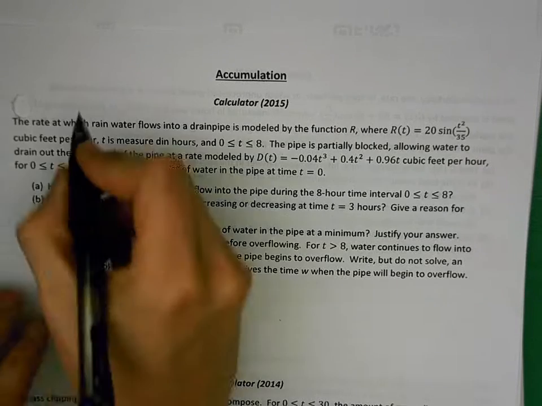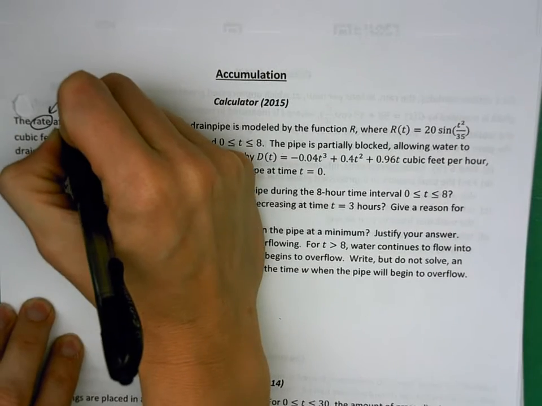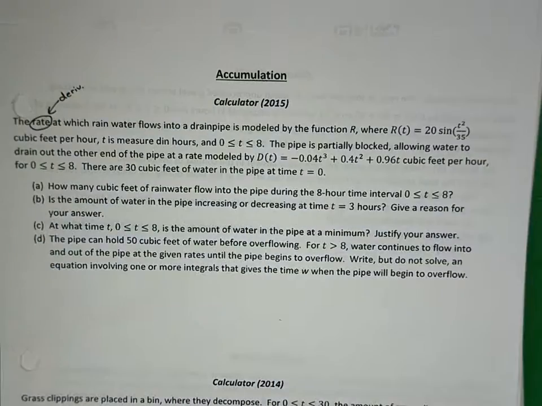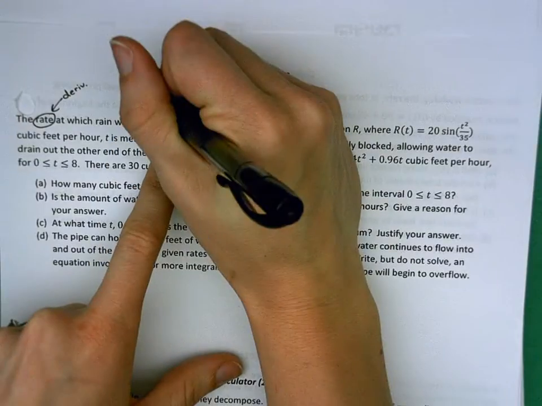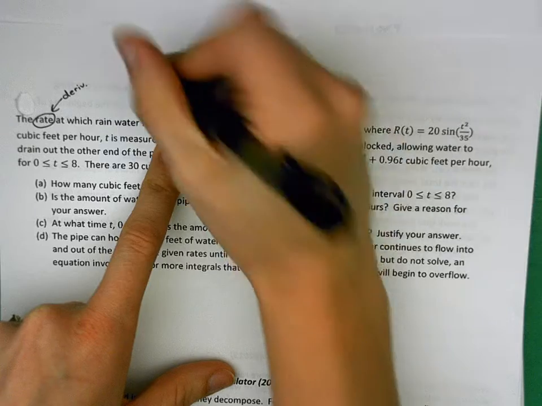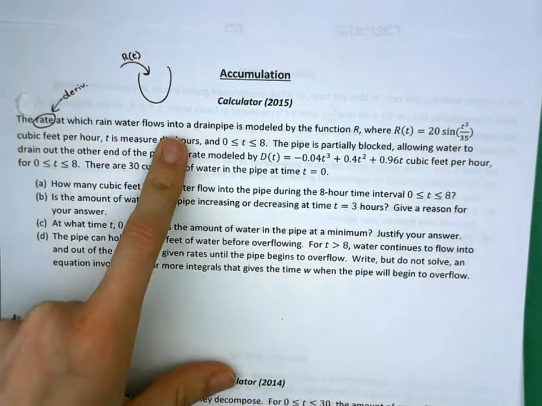r. So some important things to recognize here in this first phrase. We want to make sure we recognize that we are looking at a rate or a derivative. If at some point I need a derivative for some reason, I've got one. And that this derivative represents the rainwater flowing into a drain pipe. And I don't know how to draw a drain pipe, so that's going to be my drain pipe here. And so if I were to depict that, that then would be my R of t.